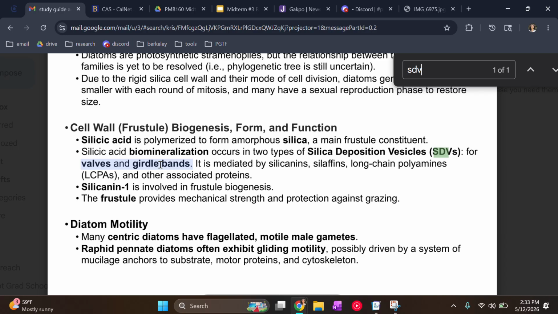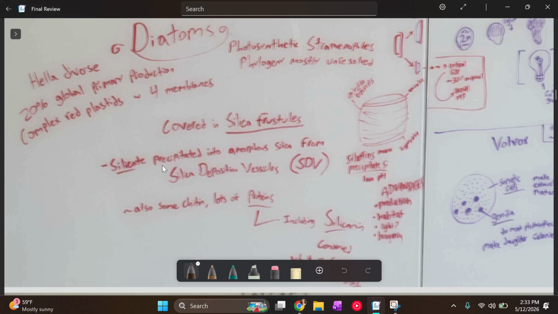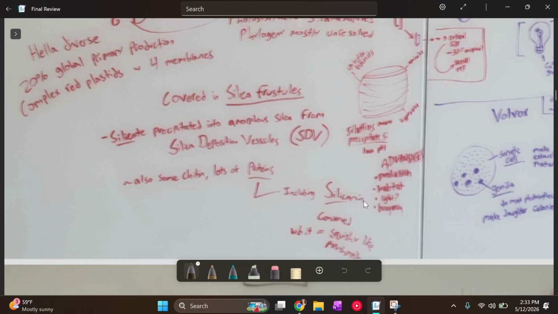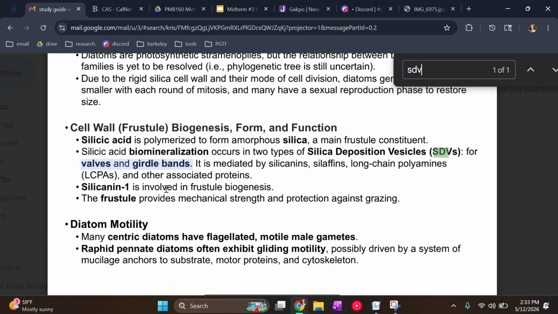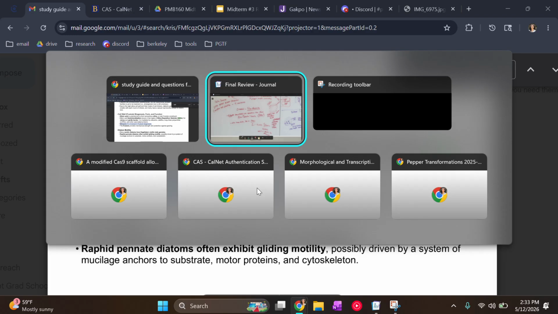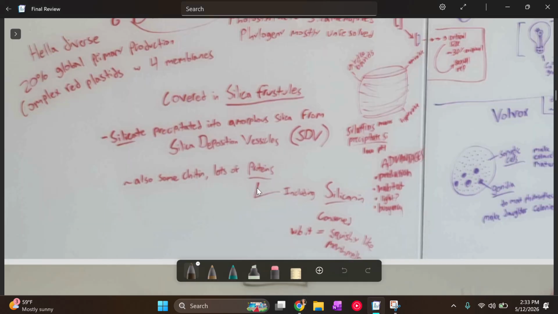And then some other things that we talked about is silicanin, which is a protein that's essential for frustule biogenesis somehow. This is a paper that we read also. It's the one where they poked it and it got squishy when they got rid of silicanin. Do they talk about silicanin or silafin? Silafins are a different thing. They help precipitate silica. I think that's better understood. And it also has to do with low pH.